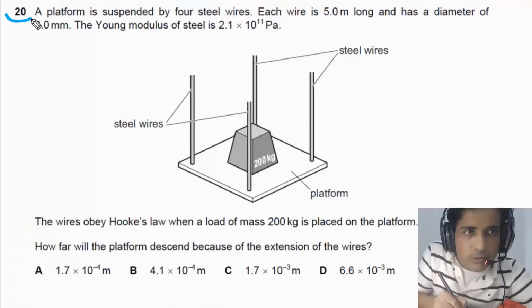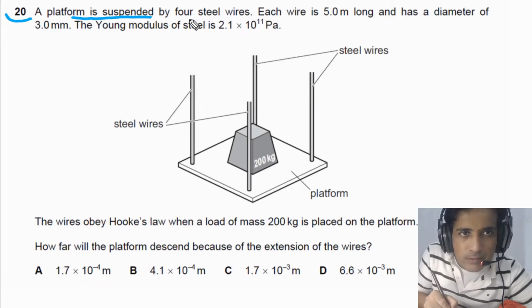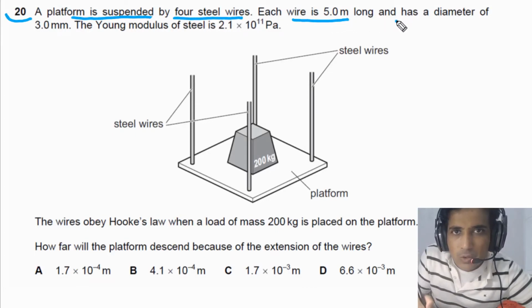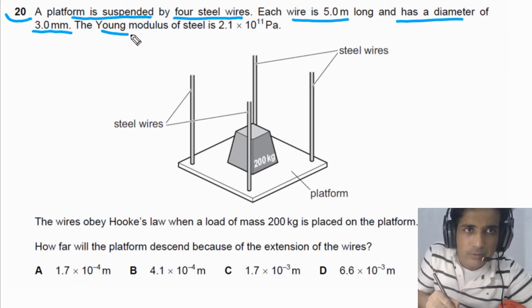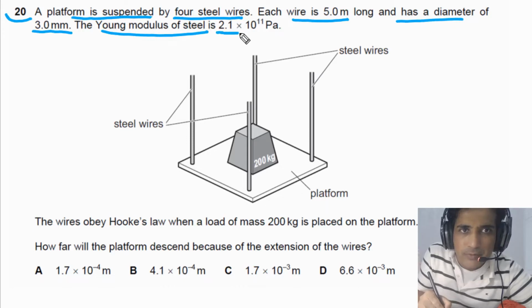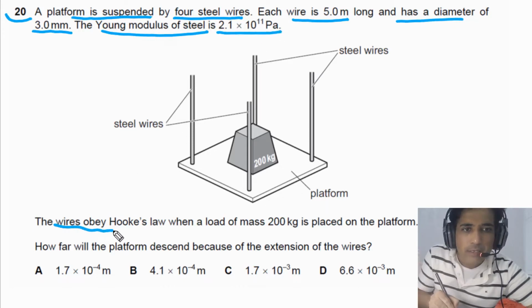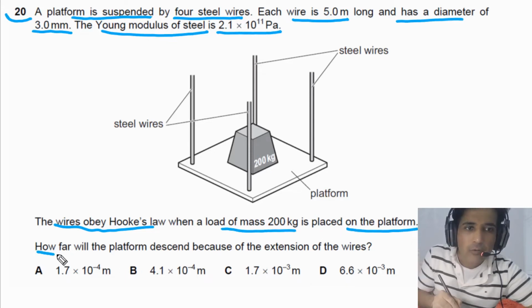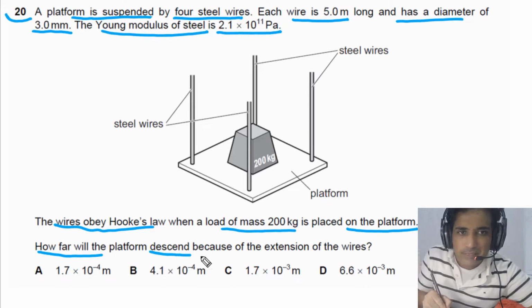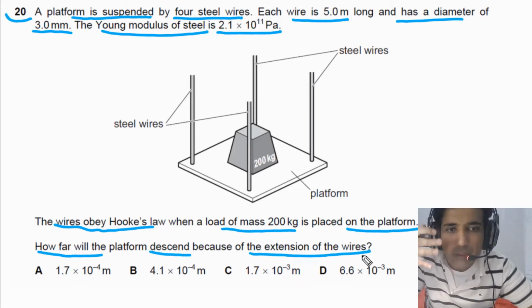For question number 20, it is given to us that a platform is suspended by 4 steel wires. Each wire is 5 meters long and has a diameter of 3.0 millimeters. Young's modulus of steel is given. The wires obey Hooke's law. When a load of mass 200 kilograms is placed on the platform, how far will the platform descend because of the extension of the wires? So simply, in this case, we need to calculate the extension of the wires.